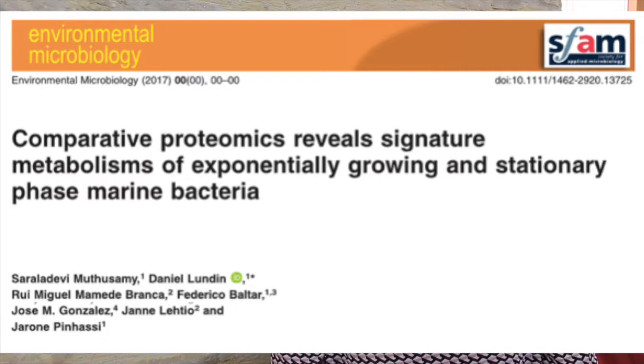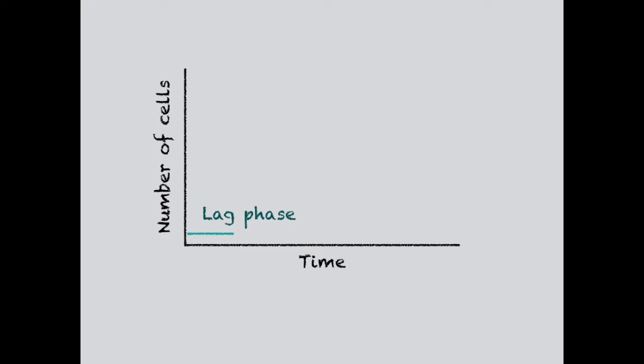We're going to talk about how the metabolism of bacteria can change depending on their growth phase. When you get some bacteria and start growing them in fresh medium, they go through 4 growth phases. First of all, they go through lag phase, which is basically when they're still getting used to the new medium and they're not growing yet.